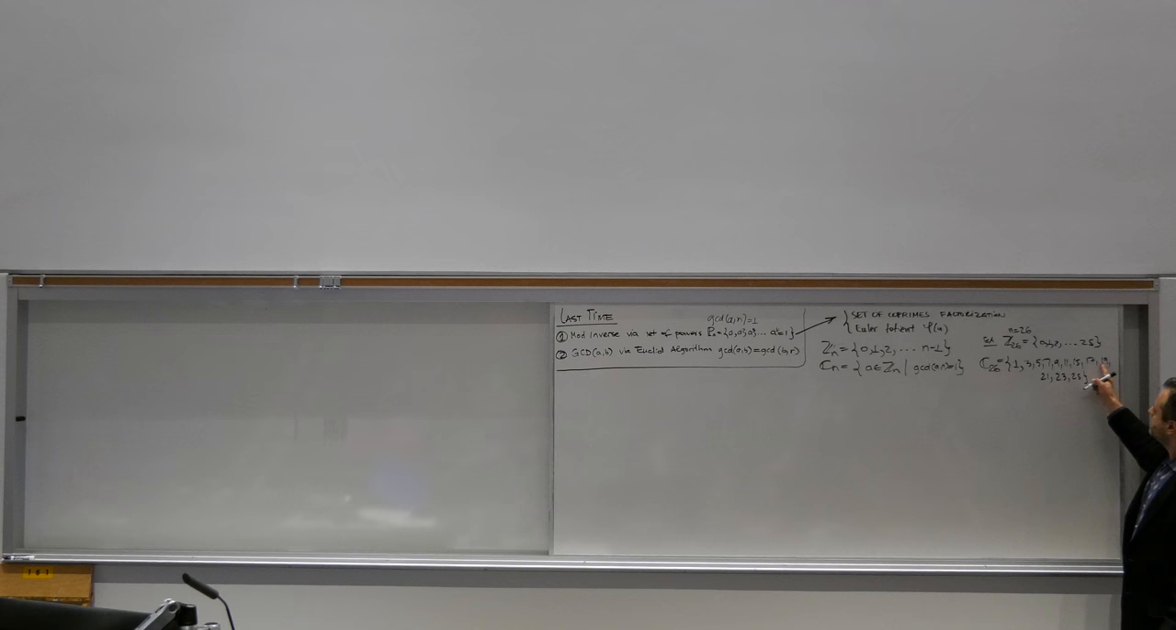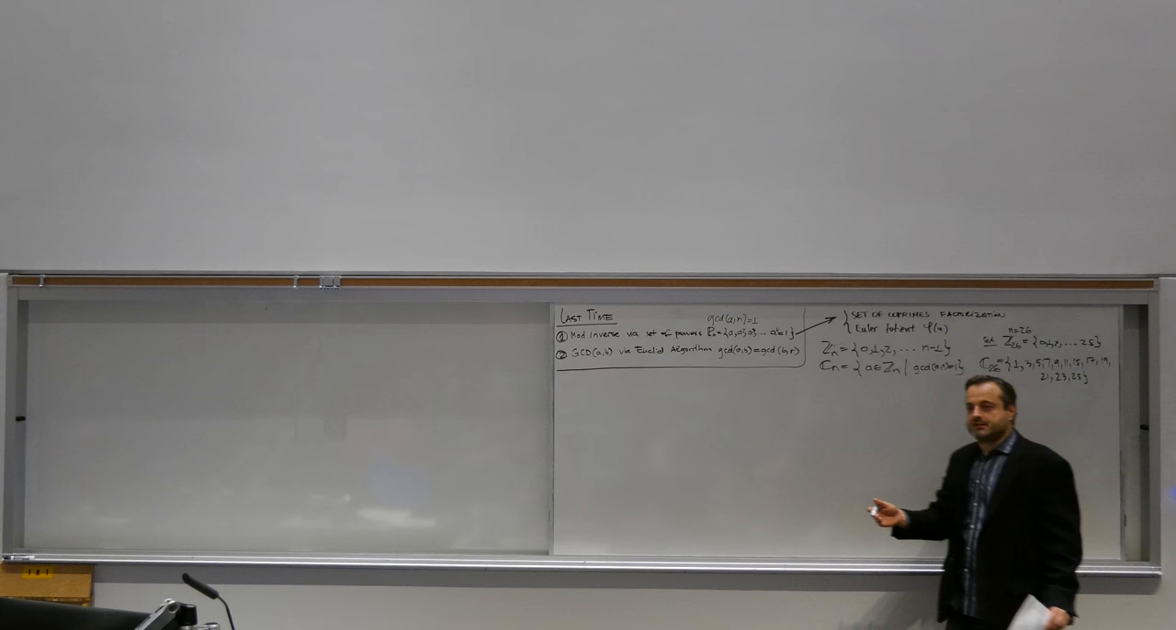23. 25. 1, 2, 3, 4, 5, 6, 7, 8, 9, 10, 11, 12. Okay? So Z26 is the set of all remainders mod 26.